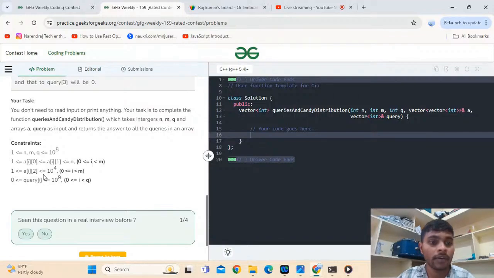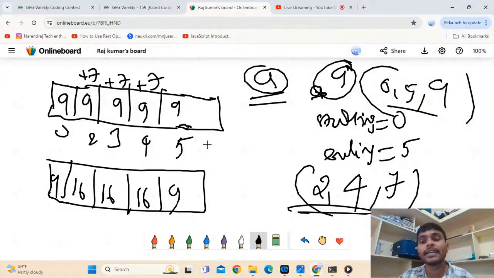a of i is up to 10 power 4, and n and q are up to 10 power 4. N is up to 10 power 5, M is up to 10 power 5. So if you multiply those two, it becomes 10 power 10, and it gives TLE. So instead of that, I will get this array by some logic. If you apply some logic here, we will get that answer.